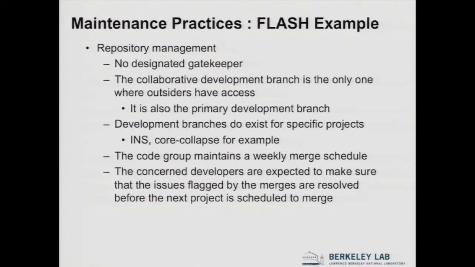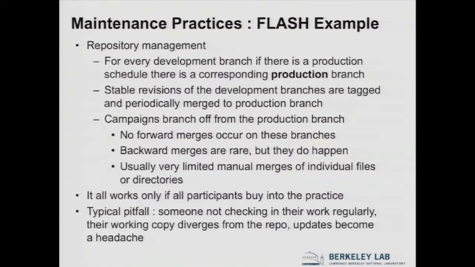So in Flash, for example, we don't have a designated gatekeeper except the local core Flash developers and somebody getting annoyed when things are broken. The collaborative development branch is the only one where outsiders have access. Everything else is locally owned by Flash, and it has also become the primary development branch. Different branches exist for specific projects. The code group manages the weekly merge schedule, and the concerned developers are expected to make sure that the issues flagged at the merges are resolved before the next project is scheduled to merge, because this whole process will break down if we didn't stick to this.